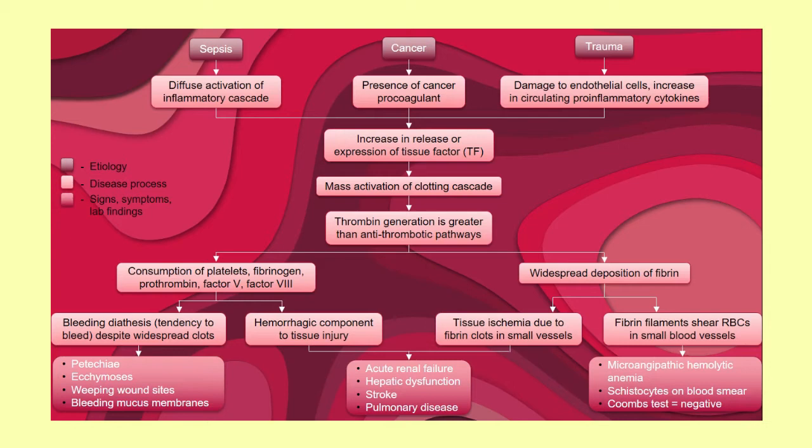Therefore, thrombin generation is greater than antithrombotic pathways. This induces two mechanisms, which are the consumption of platelets, fibrinogen, prothrombin, factor V, and factor VIII. On the other hand, it also instigates widespread deposition of fibrin.